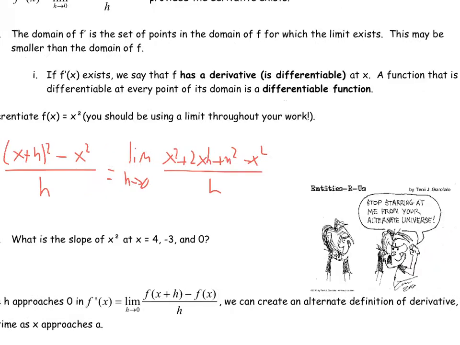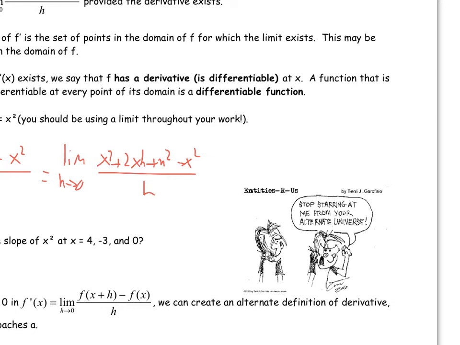If you do this correctly, everything without an h will cancel, which will allow us then to cancel an h from every term from the denominator. So our x squareds cancel, this and that. This is an h right here. And now an h can cancel everywhere, leaving us with the limit as h goes to 0 of 2x plus h, which then just gives us 2x, and that is the derivative of x squared.